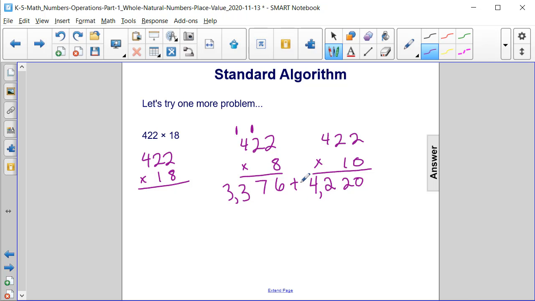And then if we add these numbers up, we will get 6 plus 0 in the ones column, which is 6, 7 plus 2, or 70 plus 20 with the tens column, and that would be 90. 300 plus 200 is 500, and 3,000 plus 4,000 is 7,000. So our final answer here is 7,596.